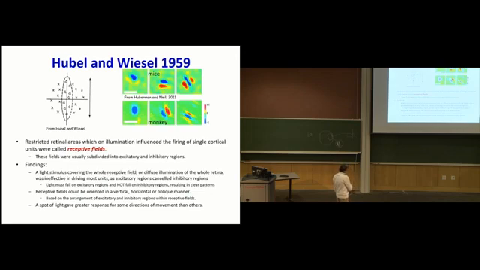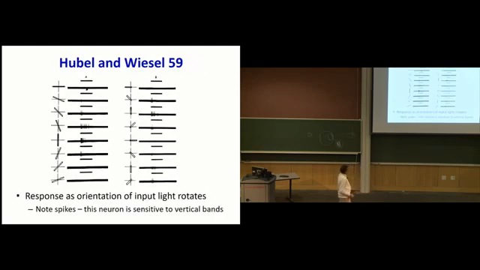Anyway, so if you moved the light along the retina, then you would get a response. And what specifically they found was that these receptive fields had nice oriented vertical or oblique patterns. So here are some of the results.